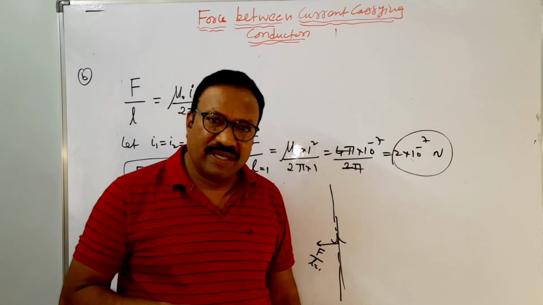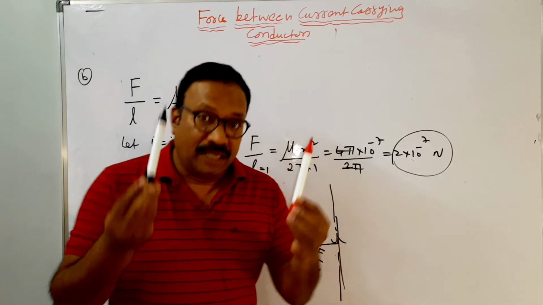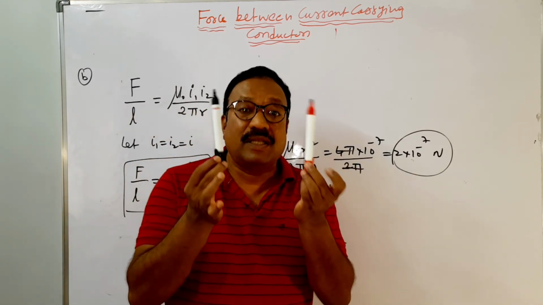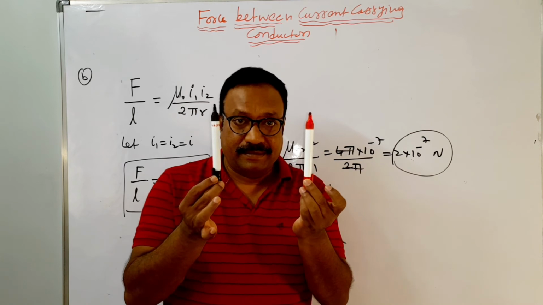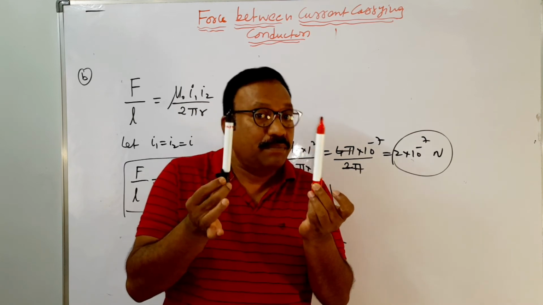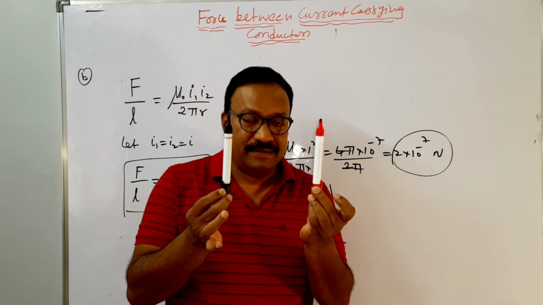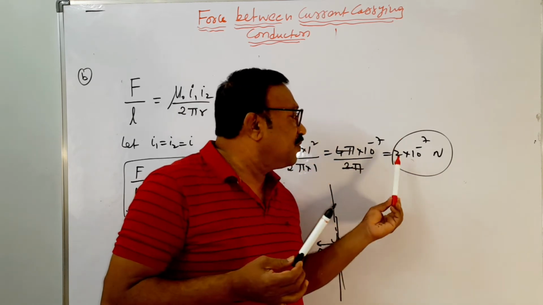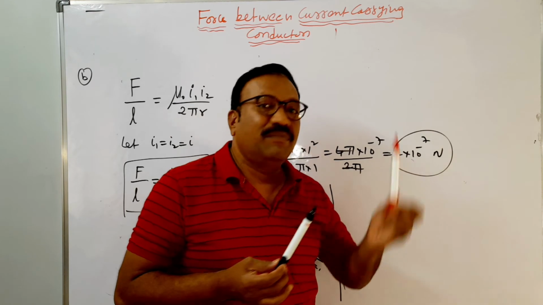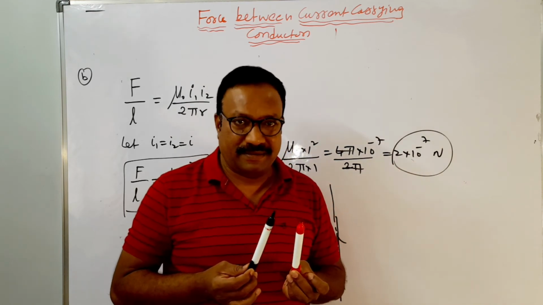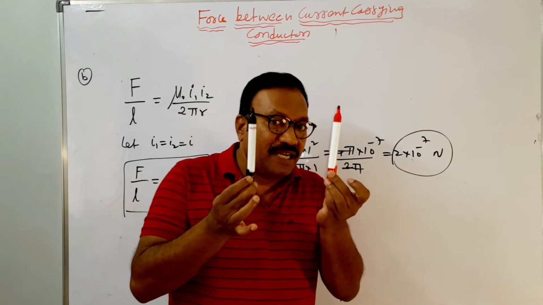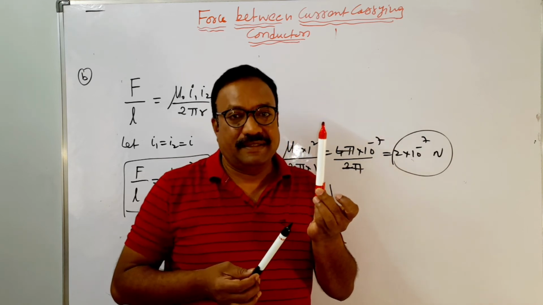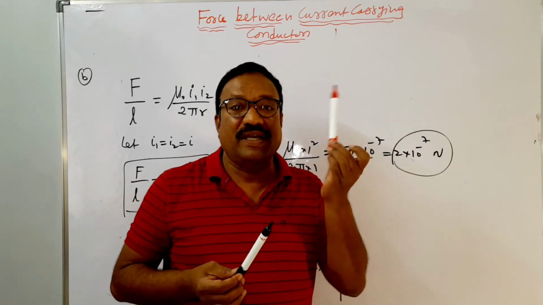So now I will define 1 ampere. The current that has to be passed in the wires, such that they experience a force of 2 into 10 to the power of minus 7 newtons when they are separated by 1 meter, and the force on 1 meter of wire, is called 1 ampere.